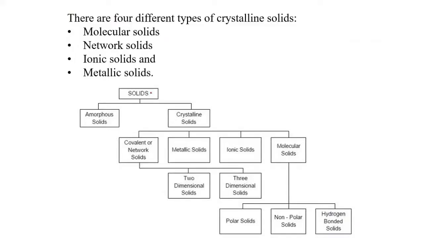There are 4 different types of crystalline solid: molecular solid, network solid, ionic solid and metallic solid. Solid te kichen son na ya subtypes enale na, amorphous solid, crystalline solid. Covalent network, metallic, ionic, molecular. Textbook study di ma different types of unit cell.